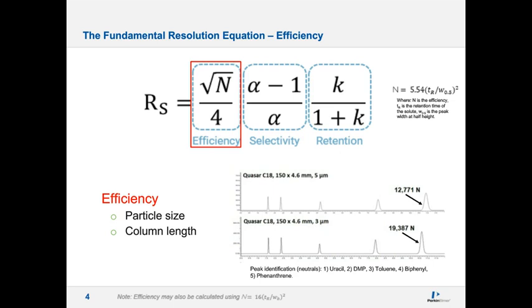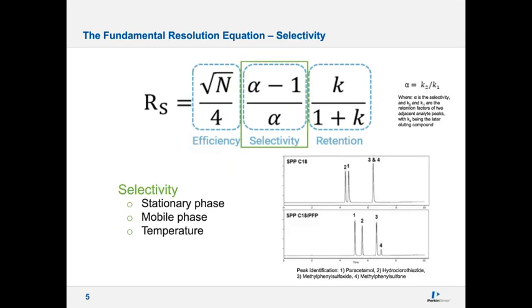Finally, and usually most effectively, the selectivity can be changed to achieve changes in resolution. Selectivity refers to the ability to distinguish between sample components and is measured as a ratio of the retention factors, or k values, of two analyte peaks. Now, high selectivity, or alpha values, indicate good separation between the apex of each peak. However, the alpha value is not directly indicative of the resolution, as efficiency could also come into play.